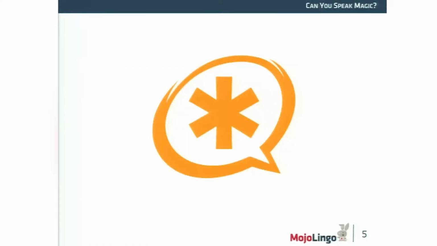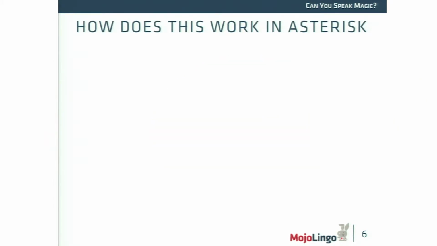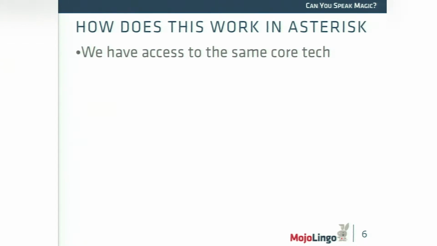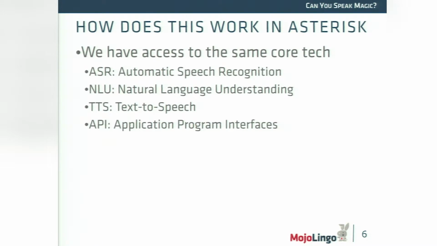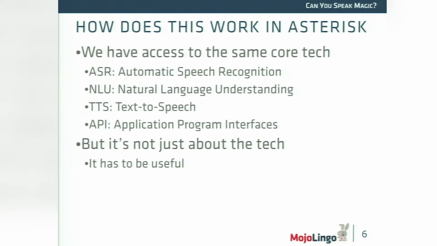What we also have is Asterisk. And so what the talk today is about is how you might go about building something that sort of resembles her in Asterisk. So how might this work? We have access to some of the core technology required to make this happen. We have automatic speech recognition. We have natural language understanding. Text-to-speech, obviously very critical. We have lots and lots of APIs for looking up information, for feeding data back. But it's really not just about the technology. It's got to be useful to a human being, and it has to be usable.